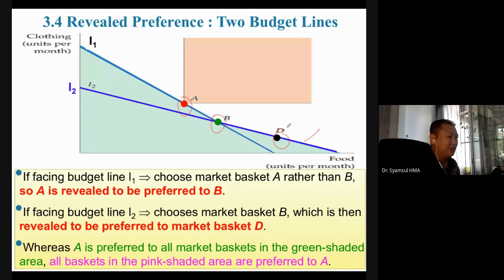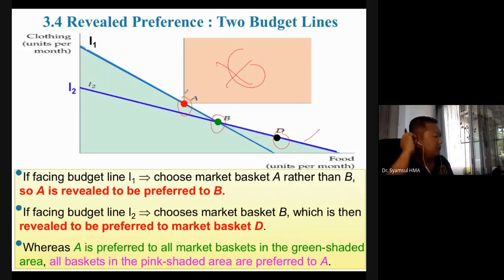D. Whereas A is preferred to all market baskets, all baskets in the pink shaded area are preferred to A. So this one is more preferred. But don't worry about this, I don't want to go deep on this.